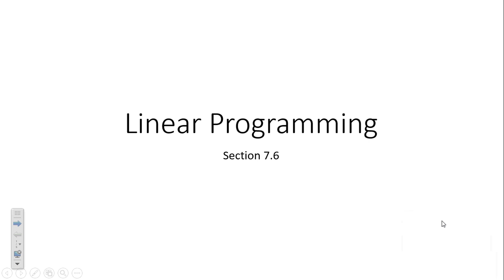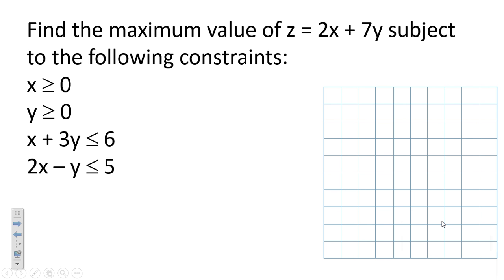Linear programming is not a very big stretch from what we were doing yesterday. Yesterday we were solving a system of inequalities and finding out where those inequalities overlap, what the vertices of that figure were. Today we add one more step to it. So we're going to graph x greater than or equal to 0, y greater than or equal to 0, x plus 3y less than or equal to 6, and 2x minus y less than or equal to 5.